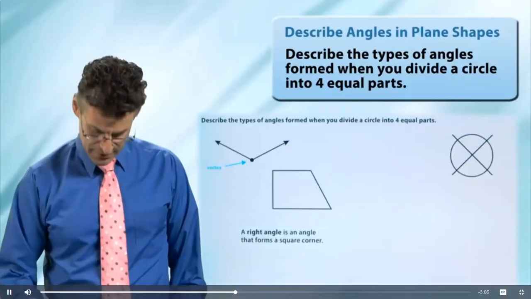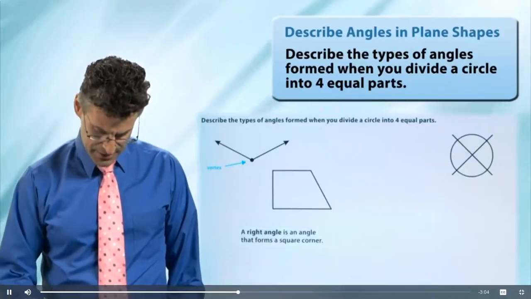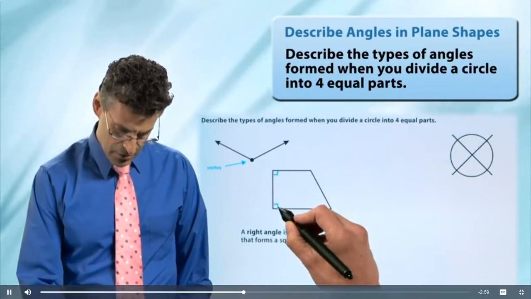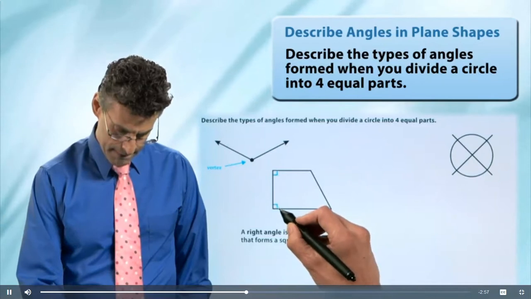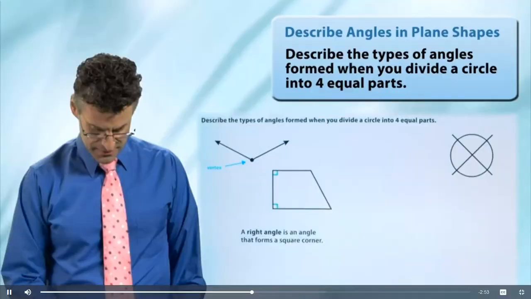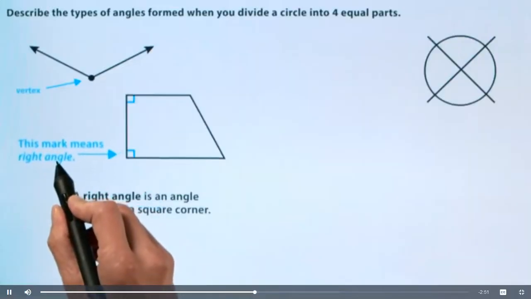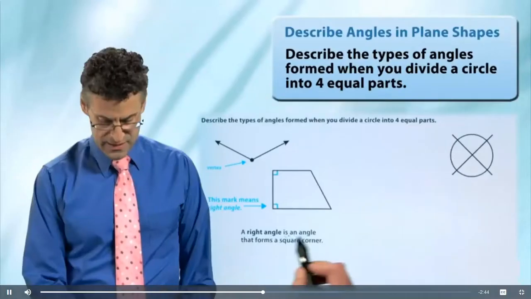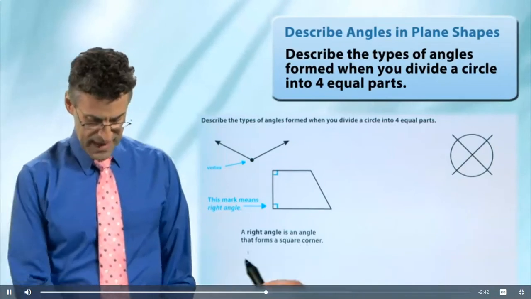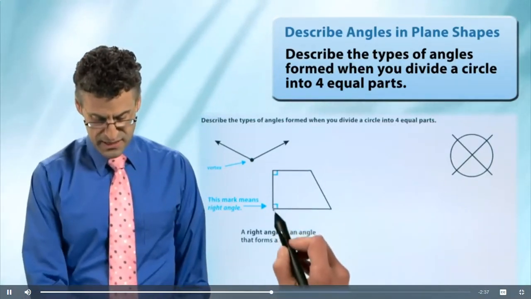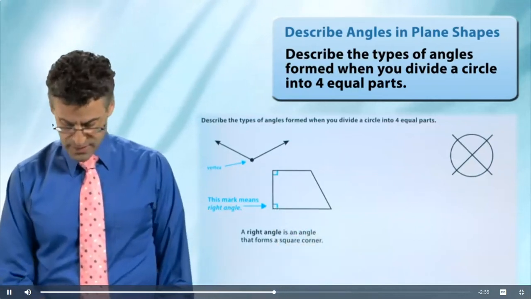I'm going to show you a really cool way of writing a right angle. If you want to tell someone that something you have is a right angle, you put these little teeny corners in them, and those little corners mean that you have a right angle. That's the marking we use to say right angle. Whenever you see a little corner like that, it means the angle forms a square corner, the kind of angle you would see on a square.